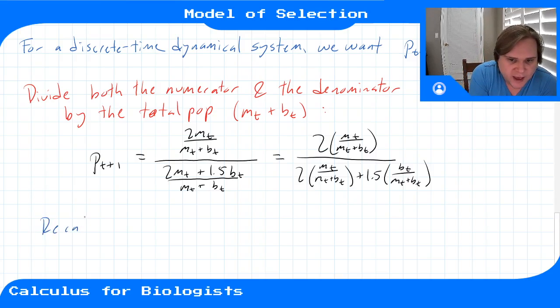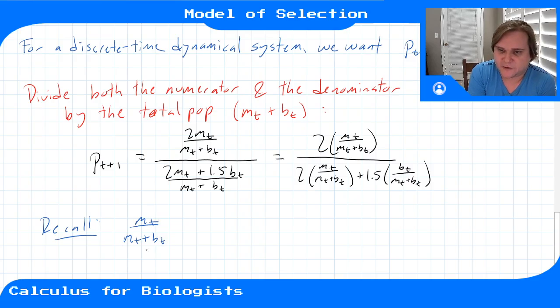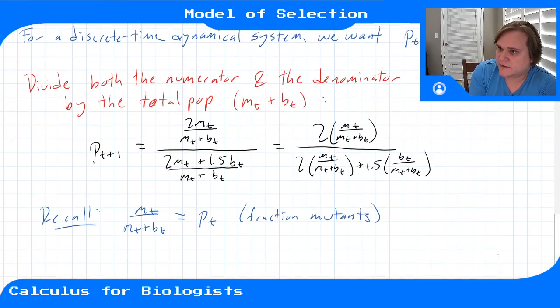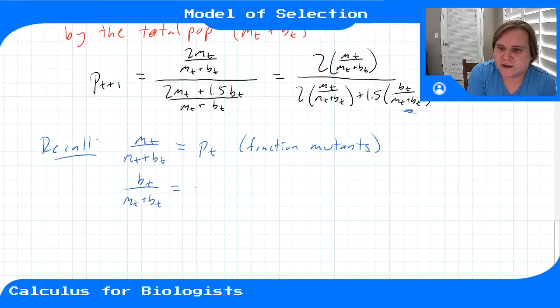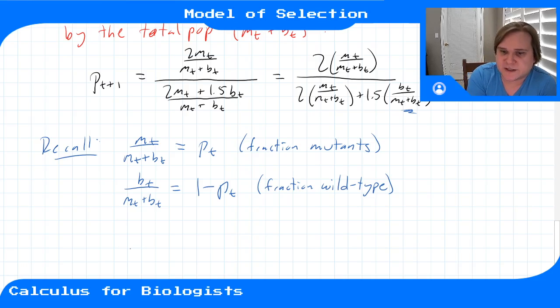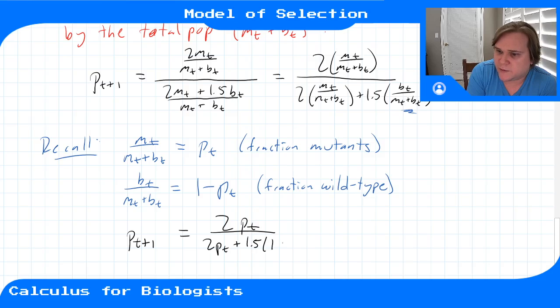So recall that M at t divided by M at t plus B at t is the number of mutants divided by the total number of bacteria. That gives me the fraction of mutants, P. And on the other hand, this expression here is B at t divided by M at t plus B at t, the number of wild type bacteria divided by the total number of bacteria. That gives me 1 minus P, the fraction wild type. So then our discrete time dynamical system model has this form: P at time t plus 1 is equal to 2 P at t divided by 2 P at t plus 1.5 times 1 minus P at t.